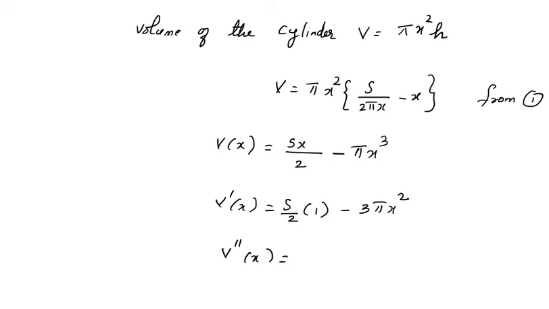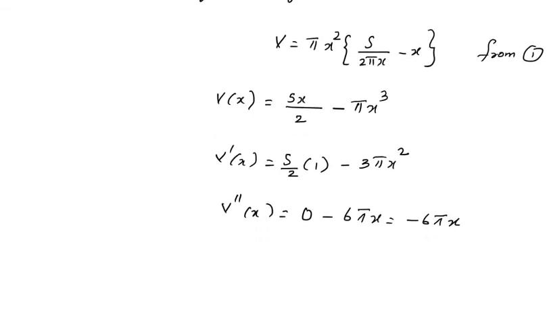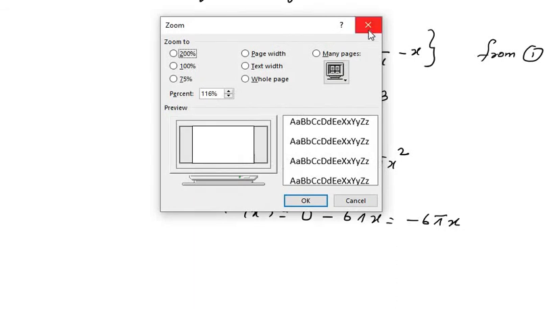What is V double dash of x? s is constant, 2 is also constant. Therefore, completely this term becomes 0, minus this becomes 6 pi x. That is equal to minus 6 pi x we will get. Right? Okay. Now see, x is the radius. Whatever may be the value of x, minus 6 pi x will be a negative. Therefore, whatever may be the value of x, definitely the volume will be the maximum we are going to get.